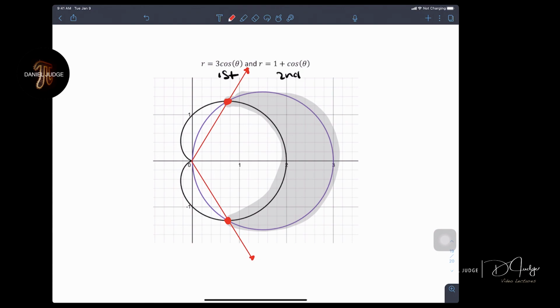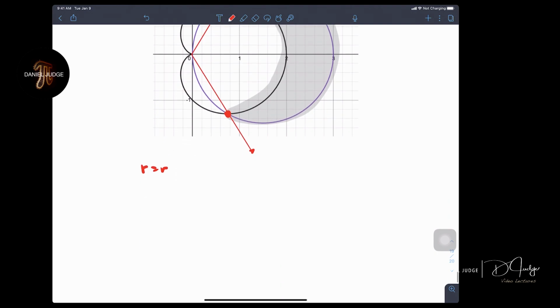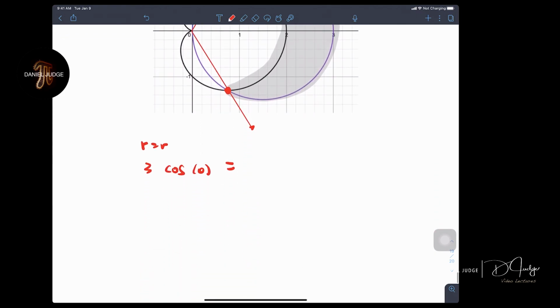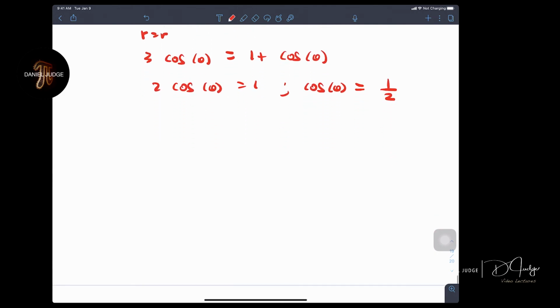So set the curves equal to each other, r equals r. We'll find the points of intersection. So 3 cosine theta is going to equal 1 plus cosine theta. So subtract cosine theta from both sides. 2 cosine theta is 1. Divide both sides by 2. And cosine theta is 1/2 here. So theta, adjacent over hypotenuse, looks like 60 degrees again. Pi over 3.